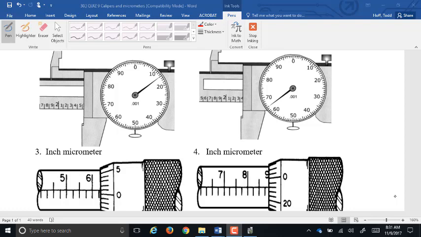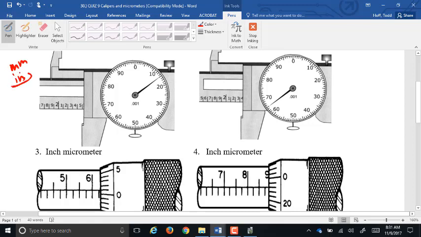Okay, so for the first one here, a caliper. First question, is that metric, millimeter, or inch? It's inches. So where do we start with this one? It's 2 whole inches, 0.5, and then 15, so 2.515 inches. Good.